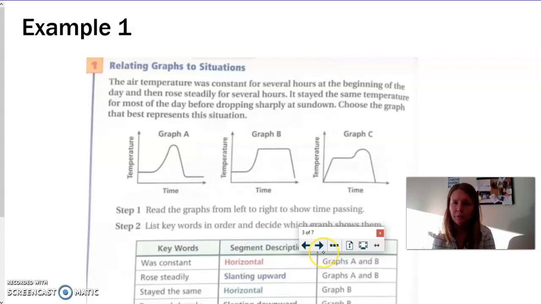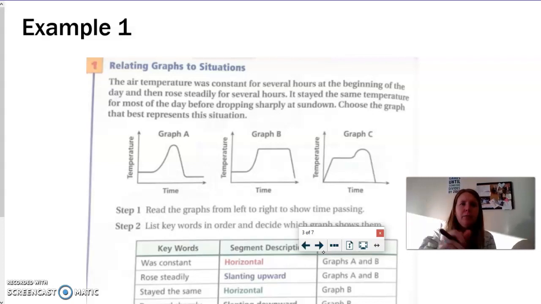So we're going to start off right away with an example, and these are a little bit more talkative than working out math problems. It's a lot of analyzing and interpreting what is going on. So let's go ahead and read this first one. It says, relating graphs to situations.